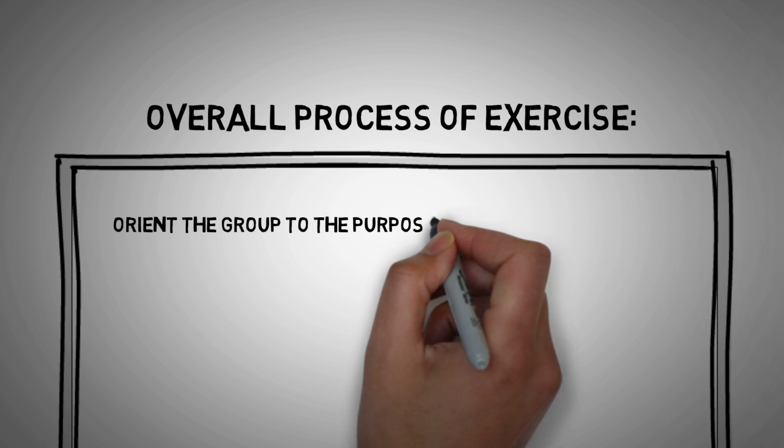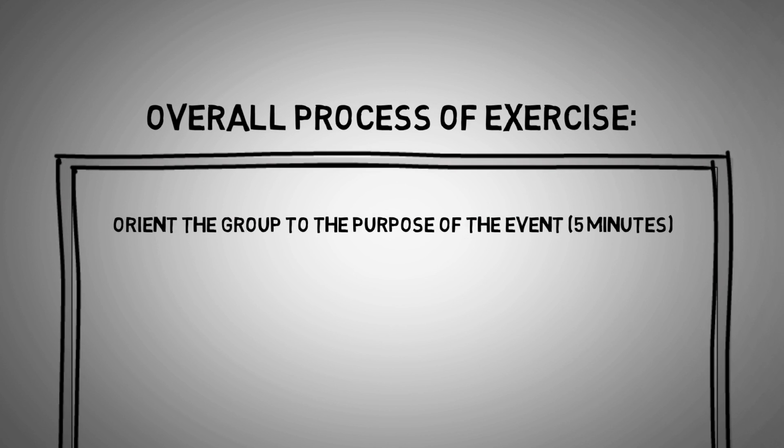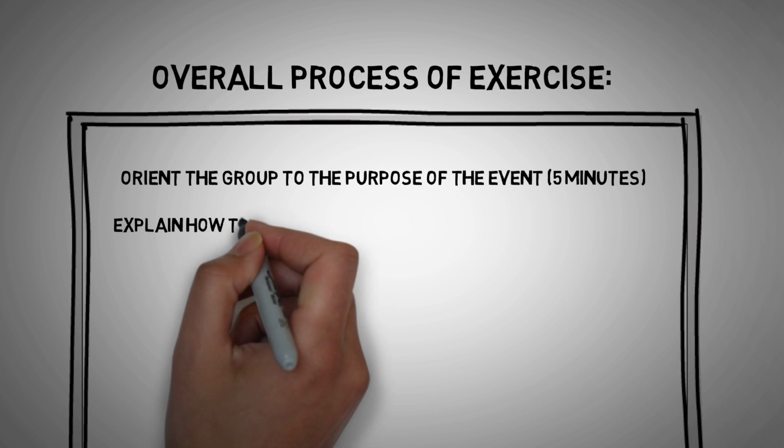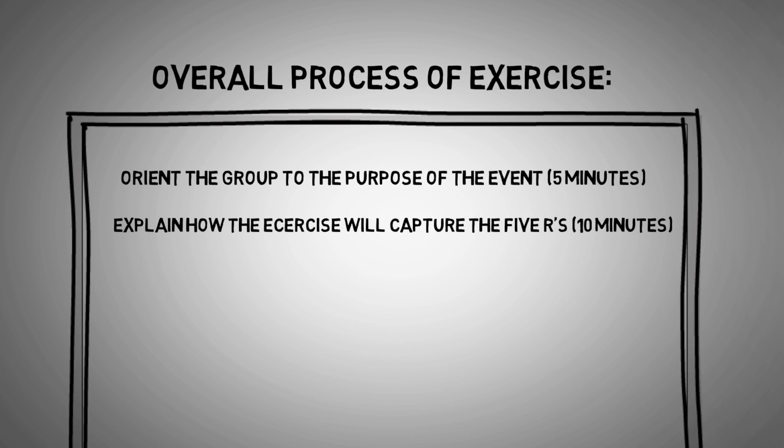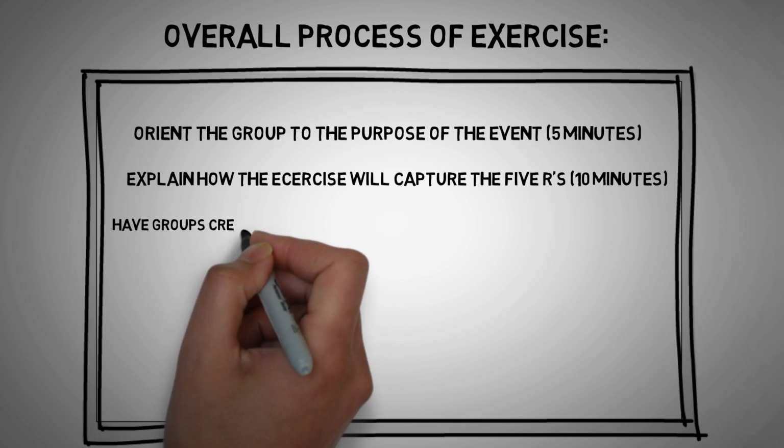Orient the group to the purpose of the event, which in this case is to define aspects of an ecosystem that will include the perspective of all members. This will usually take 5 minutes. Explain how the exercise will capture the 5 R's in the map. This will usually take about 10 minutes.